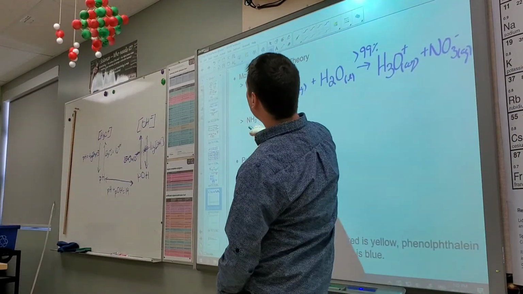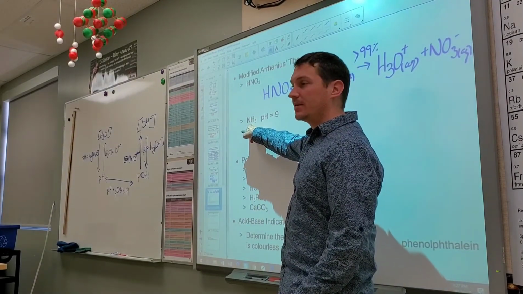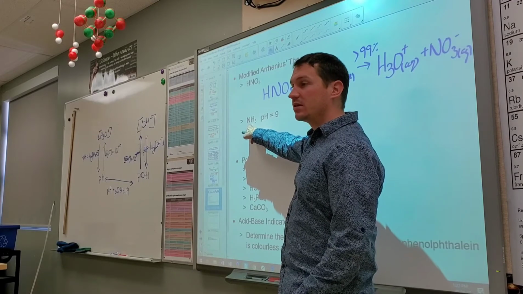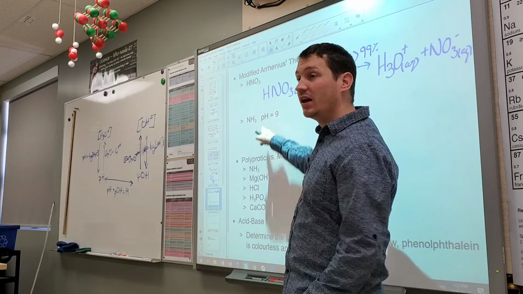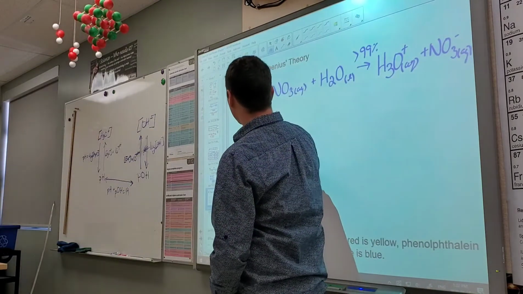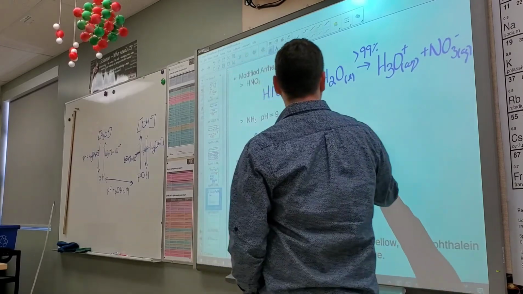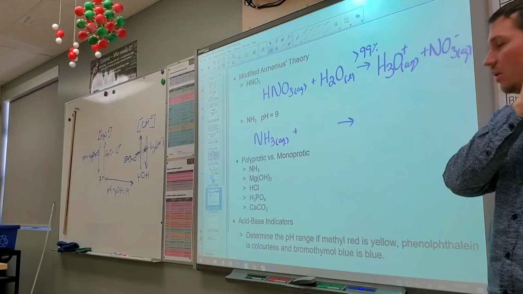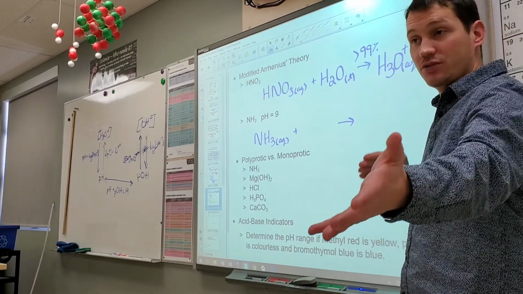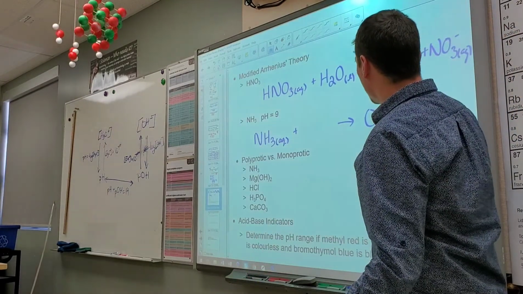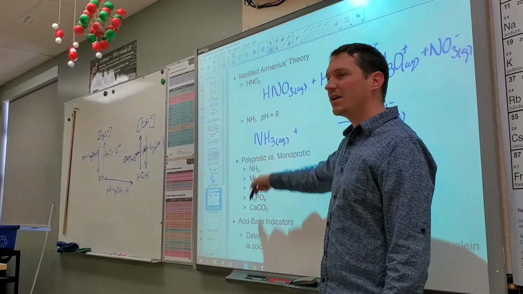Perfect. NH3, is this a base or is this an acid? It's a base. How do you know it's a base? pH of 9. It's telling you it's a base because it's got a pH of 9. So, how can this thing make a basic solution? What is a basic solution? Something that has hydroxide in it, right? So this is going to make hydroxide. I don't understand. There's no oxygen in here. How can this make hydroxide?